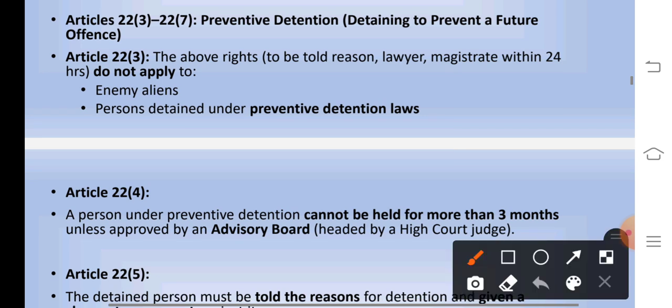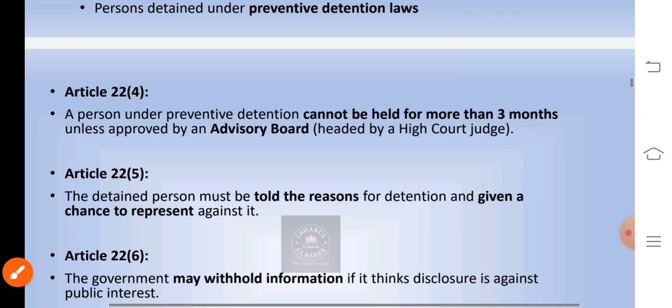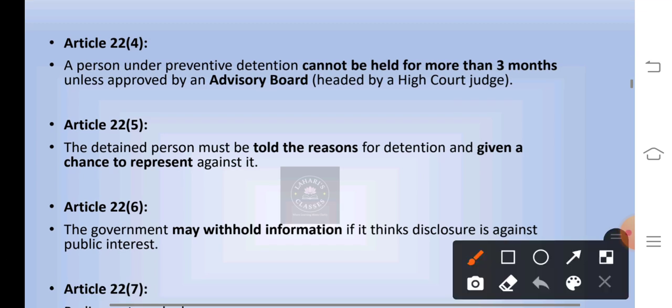So Article 22 Clause 3 talks about the above rights, that is, to be told the reason, to have a lawyer, to be presented before the magistrate within 24 hours. These do not apply to enemy aliens and persons detained under preventive detention laws. Next is 22(4). A person under preventive detention cannot be held for more than 3 months unless approved by an advisory board.